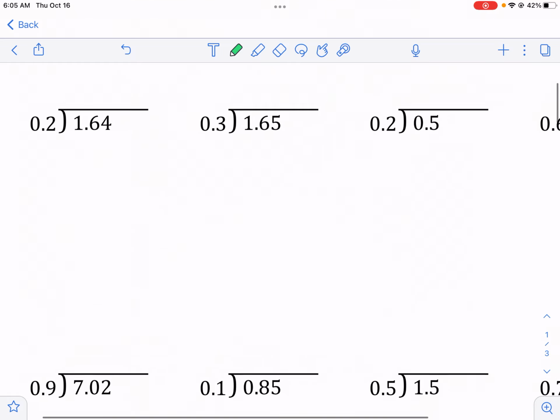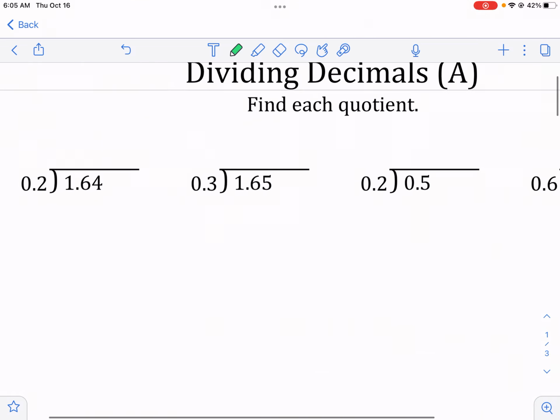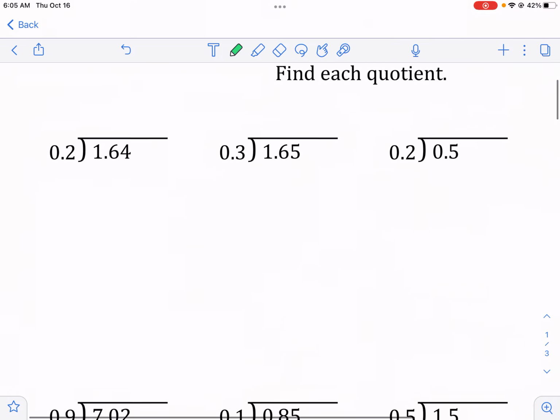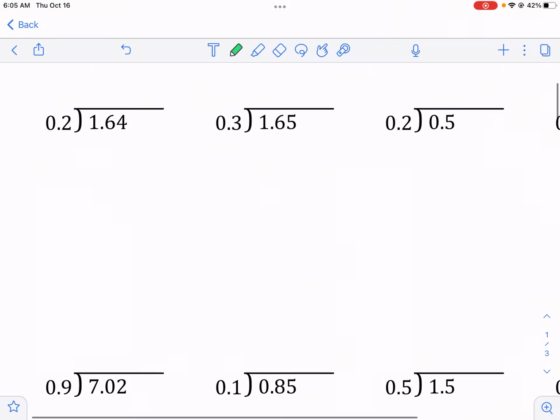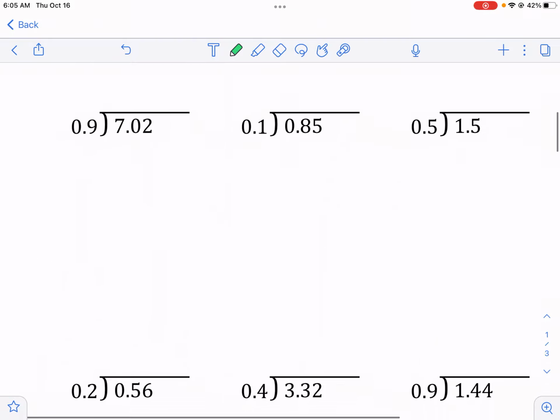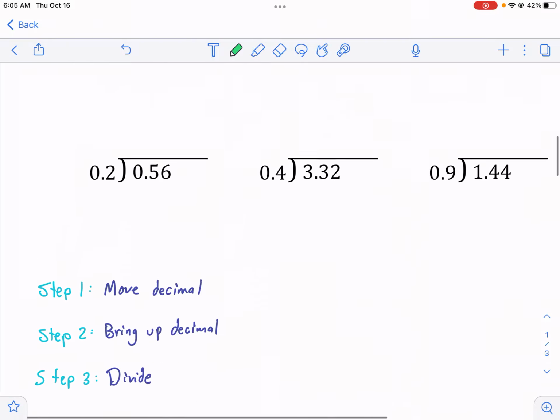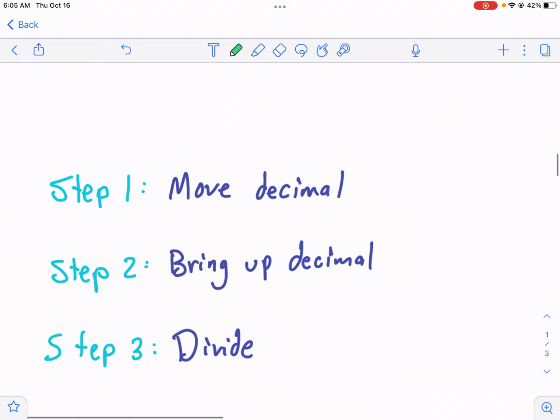We're going to start at the bottom here, but we're going to find each quotient. Those are the instructions, and we have decimals, and we're dividing by decimals. We're not dividing by whole numbers, so there's a little bit of a wrinkle that we need to do. So I'm going to start with this one right here. And we're going to follow this step-by-step process.